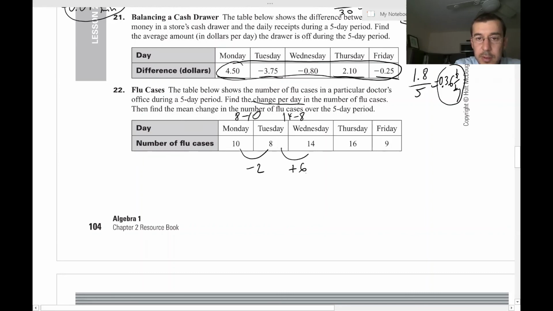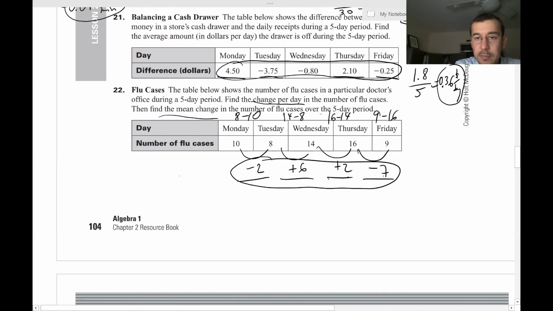This is 14 minus 8, which is +6. This is +2, 16 minus 14. And this is going to be -7 because it's 9 minus 16. So these are the change per day. Monday to Tuesday, Tuesday to Wednesday, Wednesday to Thursday, Thursday to Friday. Find the mean change in the number of flu cases over the 5-day period. So we just have to add these up and divide by how many changes we have. So we have 1, 2, 3, 4 changes.